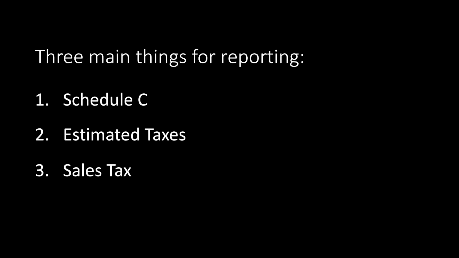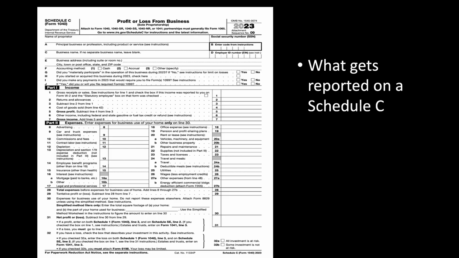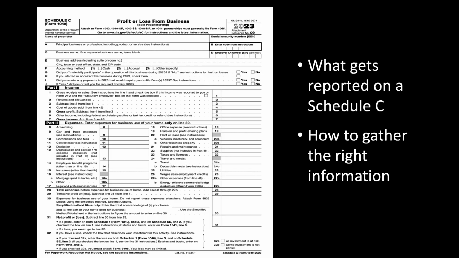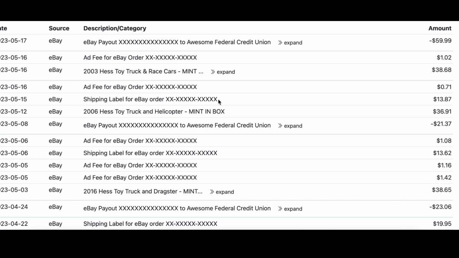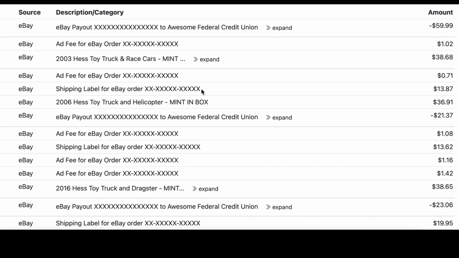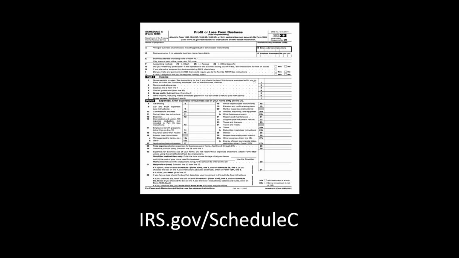In our last video, we covered the need for e-commerce sellers to file a Schedule C, and in this video, we'll cover the Schedule C in more detail, what gets reported on a Schedule C, and how to gather the right information. You will want to report all the numbers that help you derive an accurate profit or loss from your e-commerce efforts. The Schedule C form linked below this video lays out the different income and expense buckets that the IRS wants to know about.